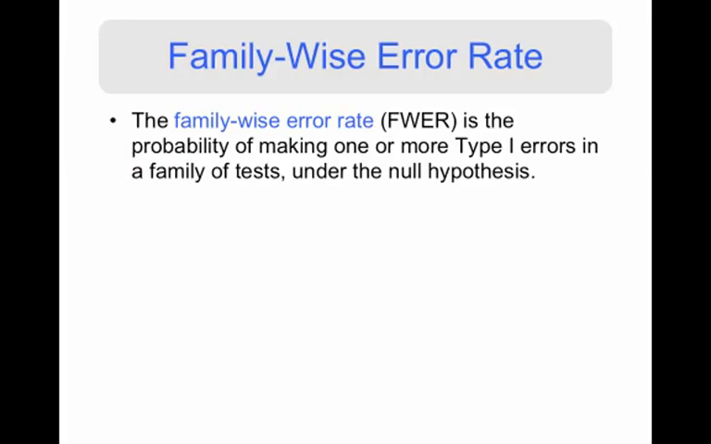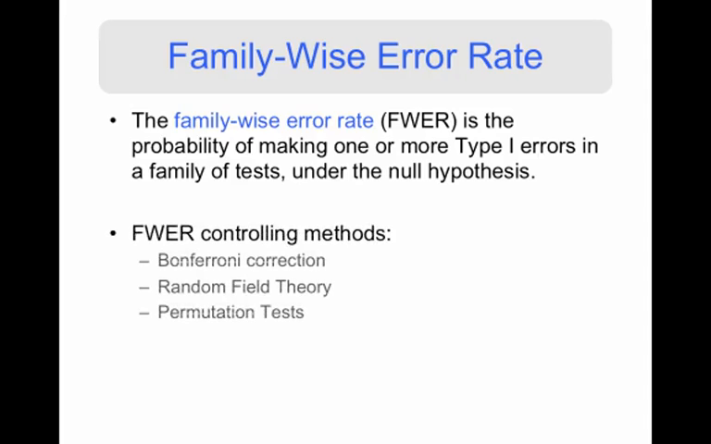The family-wise error rate, or the FWER, is the probability of making one or more type 1 errors in a family of tests under the null hypothesis. And so here a family of tests implies a series of tests. So in our case, we would have a family of, say, 100,000 tests, one corresponding to each voxel.